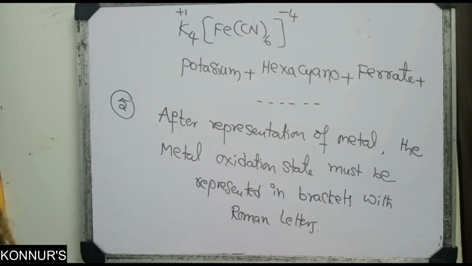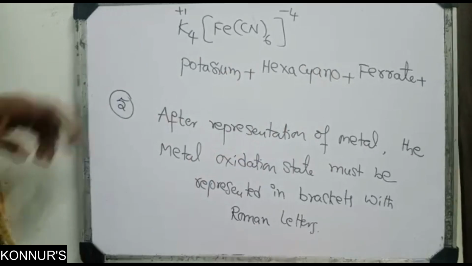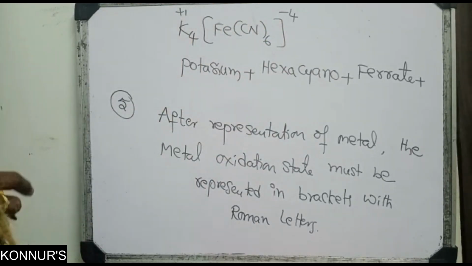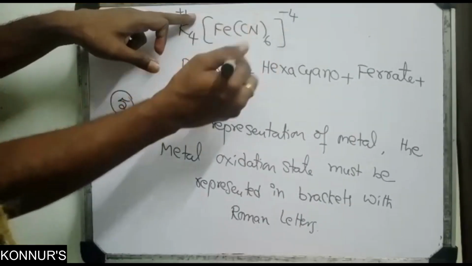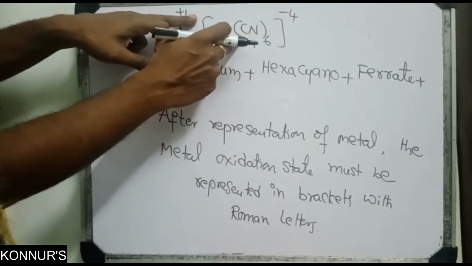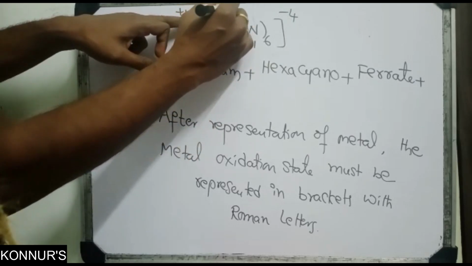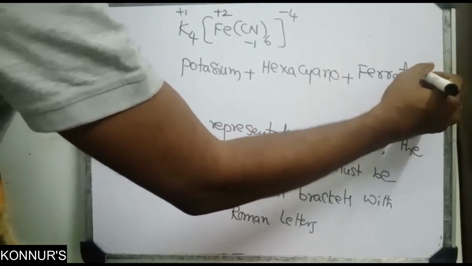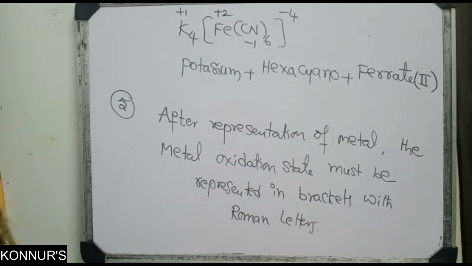So here, what happens? Potassium hexacyanoferrate. What is the oxidation state? Here, this complex contains 4 negatives. Every cyanide has 1 negative, so 6 negatives. In 6 negatives, 4 are already there. So the remaining is 2. So you can write as ferrate(II). So the name is completed.